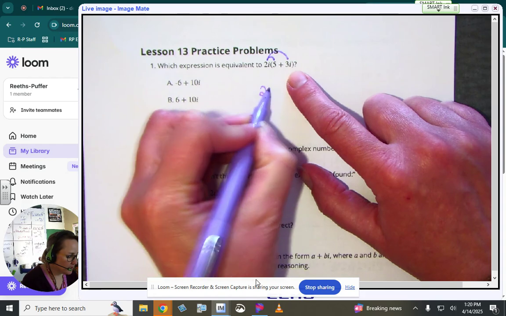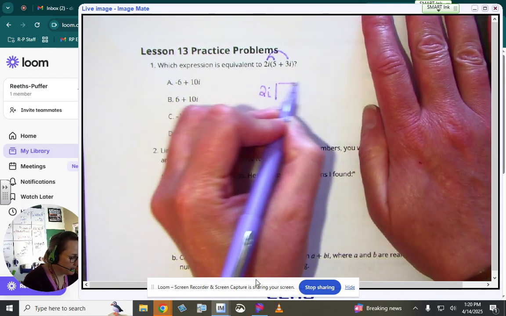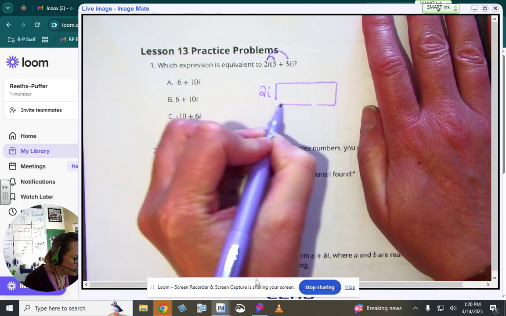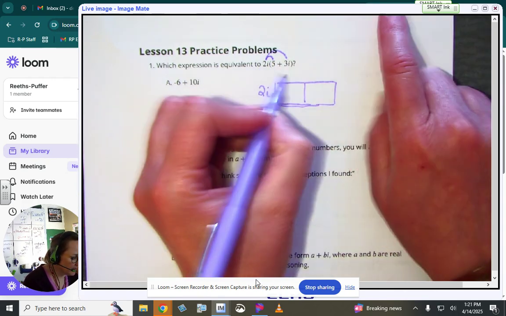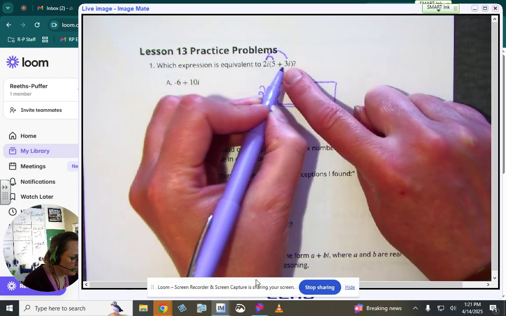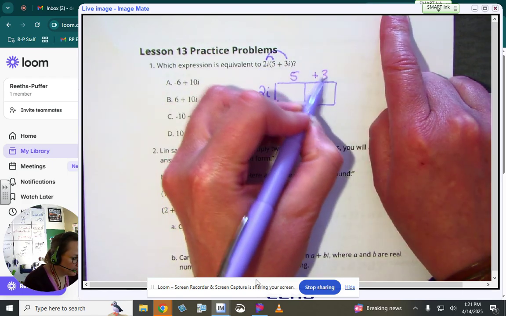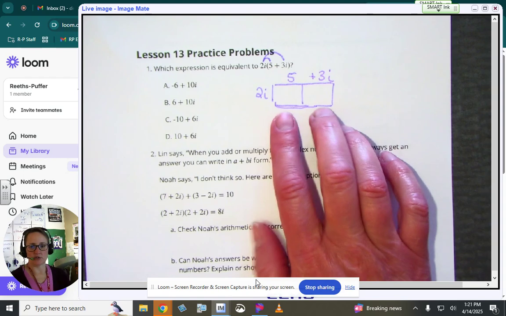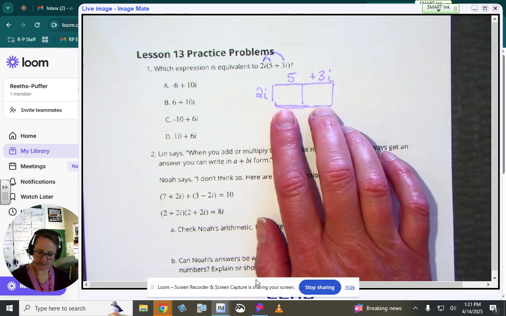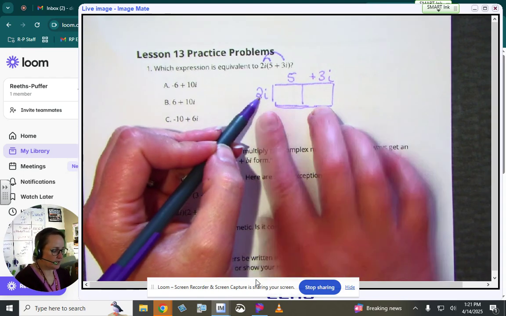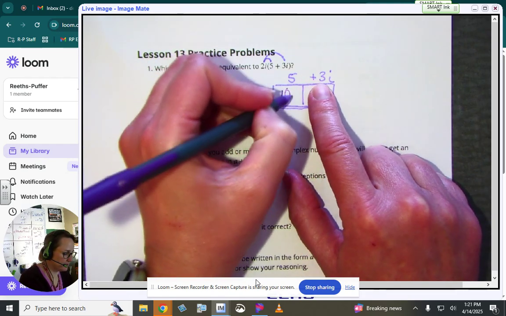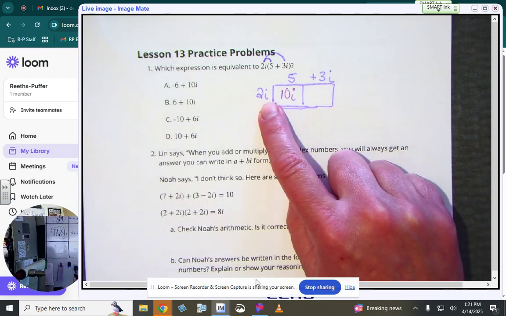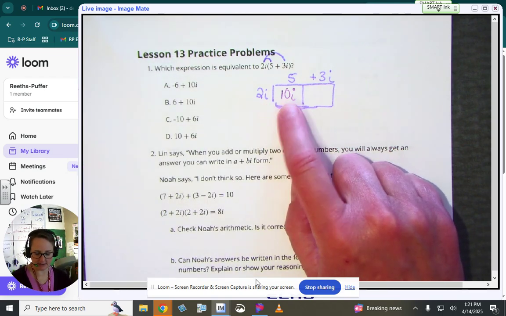We have 2i is one thing being multiplied. It's being multiplied with two different things here. So I'm going to put that in two different things. It's being multiplied with 5. And it's being multiplied with 3i. So I want to make sure I'm multiplying those two different things. So when I multiply 2i times 5, 2 times 5 is 10. And there is an i there, so I'm going to keep that i going on there. Okay, that's our 10i.